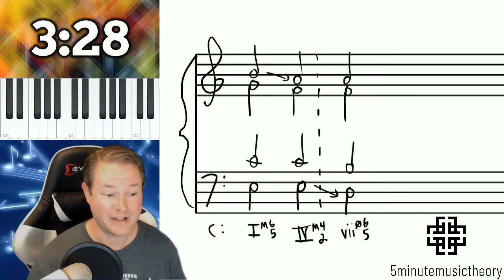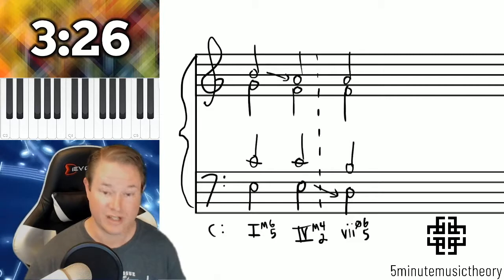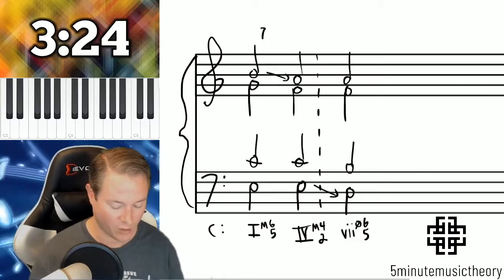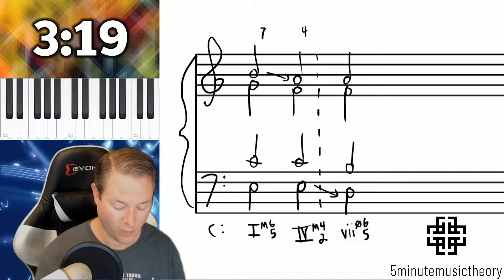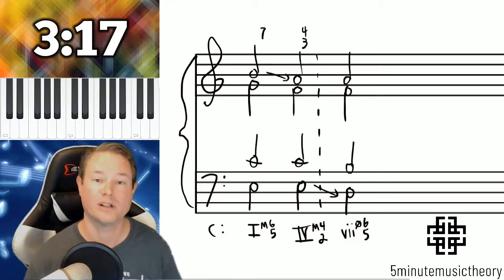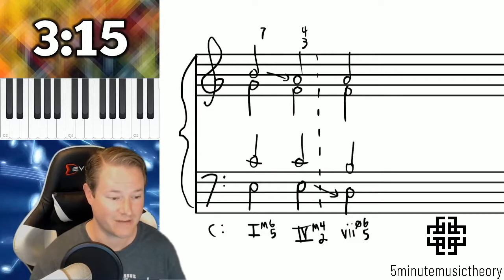So the 6-5s pair up very well with 4-2s. And then if we use root position chords, like if the first one were a seventh chord in root position, 4-3 chords work really well in tandem with those root position seventh chords.